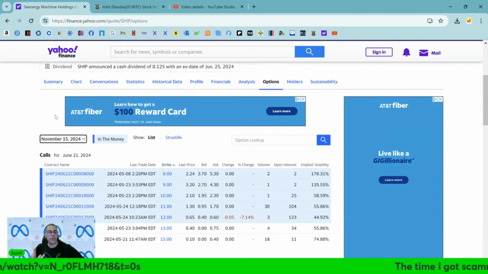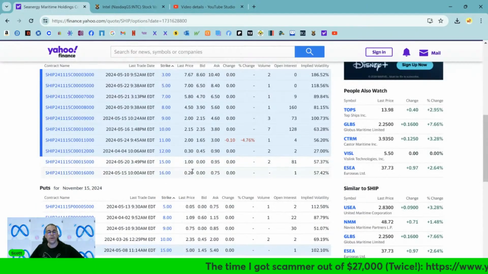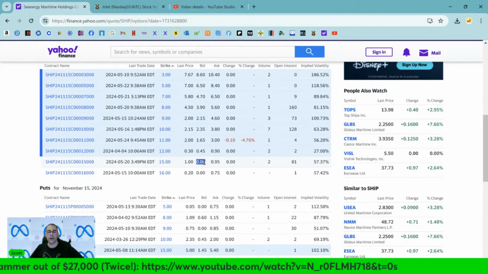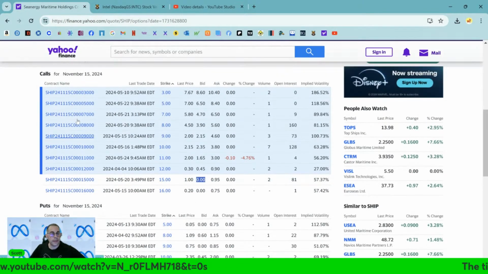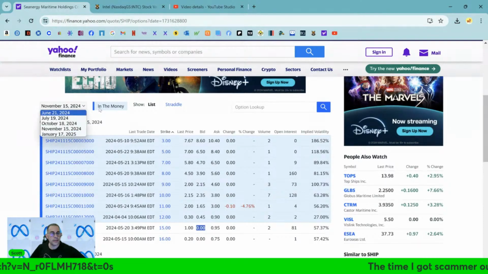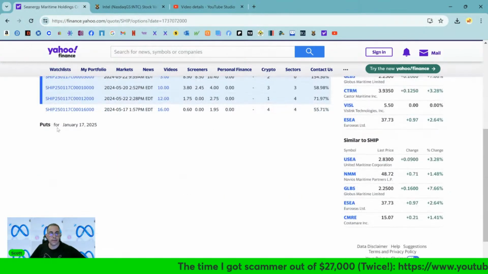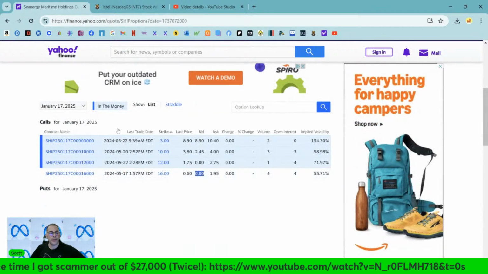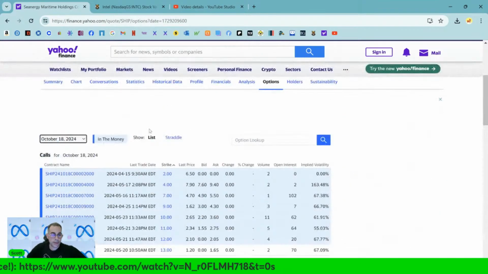Let's do November. You want a little breathing room. There's only 2 contracts. And there's no bid activity. Nobody's even bidding on these 2 contracts. We have to do in the money. Let's see. Let's pick a different date, see if there's any activity. Nobody's bidding. See, nobody's even looking to buy. But it's fine. It doesn't matter. We can still do this process.